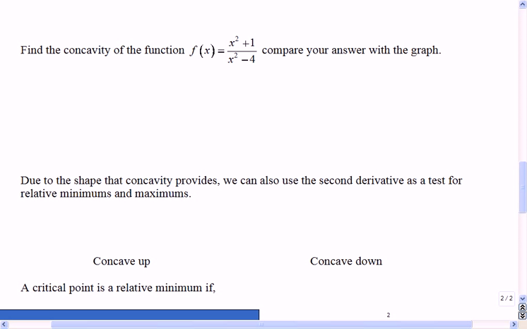Algebra. I'm going to use an extra sheet for this one, but I'll give you guys a couple minutes to try it. Tell me about the concavity of this one as well as its inflection points. Okay, so I'm going to do this on a separate sheet just so I can have some extra space. So the function is x squared plus 1 over x squared minus 4. Okay, so deep breath. And here we go.